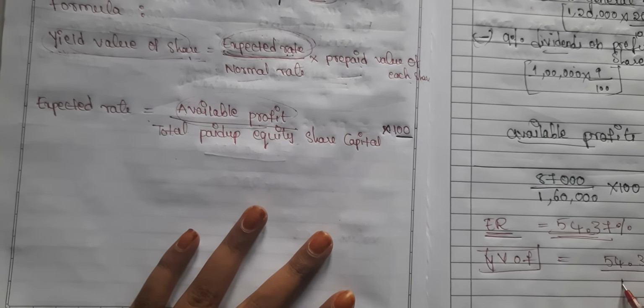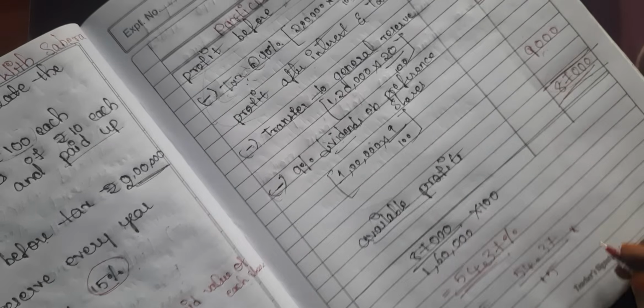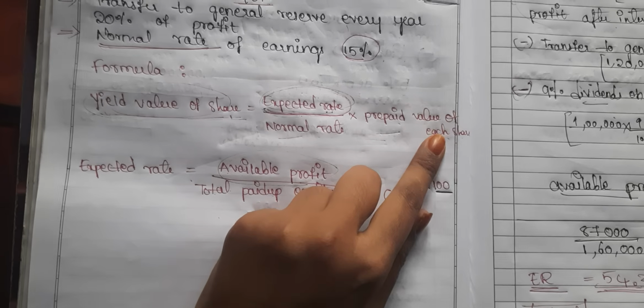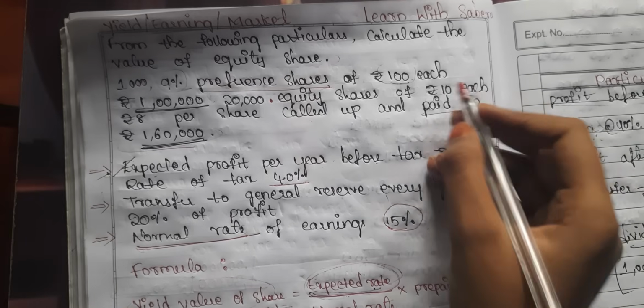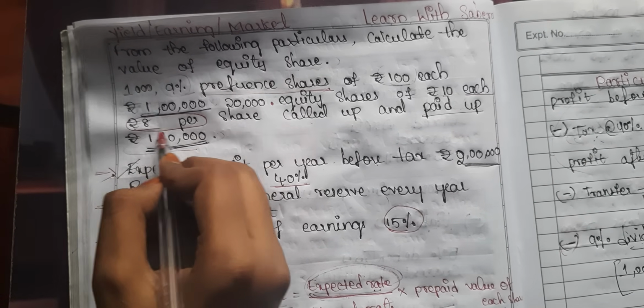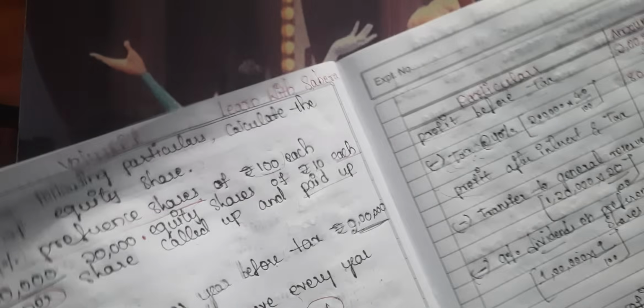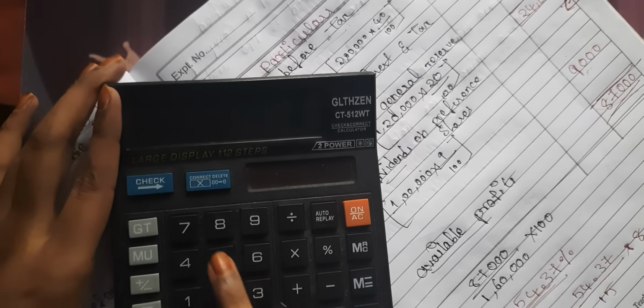So we are going to do 15 into, with what we are multiplying? Paid up value of each share. Paid up value of each share, how much it is, ma? See, each share is 8. Okay, for each share it is 8. So we are going to multiply it with the 8. Getting my point? Now you do the calculation. You will be getting your yield value of share.